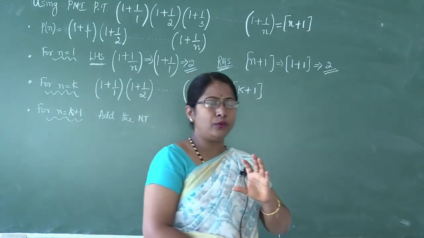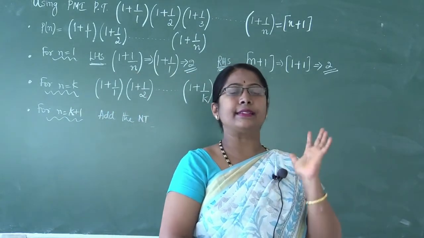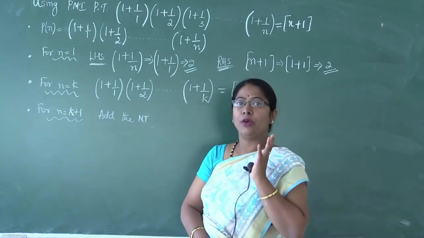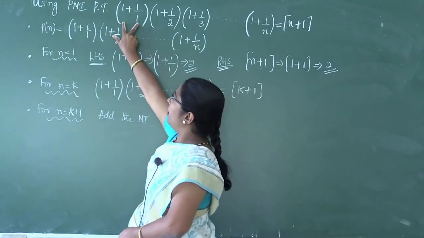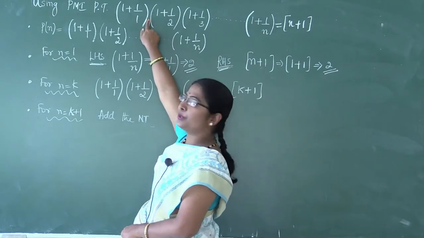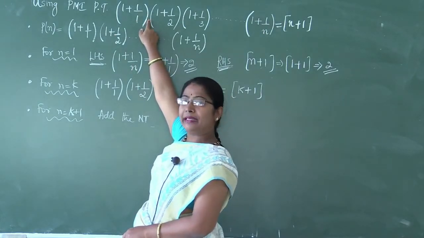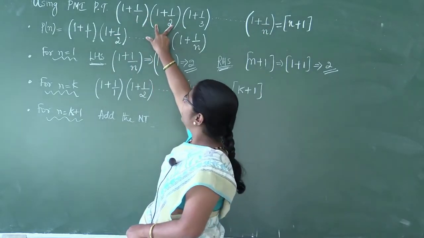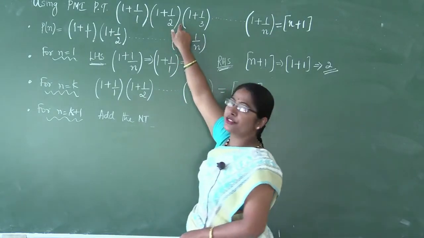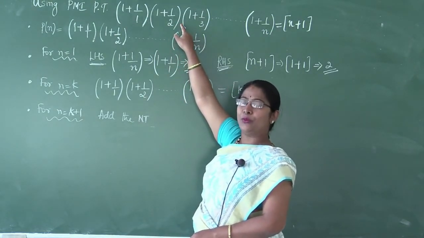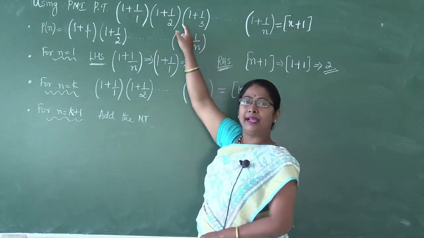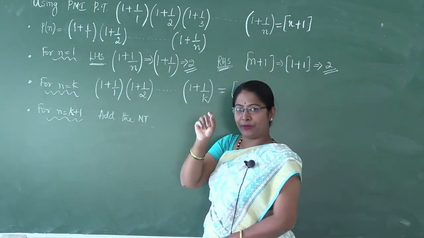So what did we do? We used to add the next term on both the sides. When you observe this problem, this is the first term. After the first term, what operation do I have here? It's a multiplicative operation. After the second term, which operation do I have here? It's a multiplicative operation. Implies what? After each term, I do have a multiplicative operation.